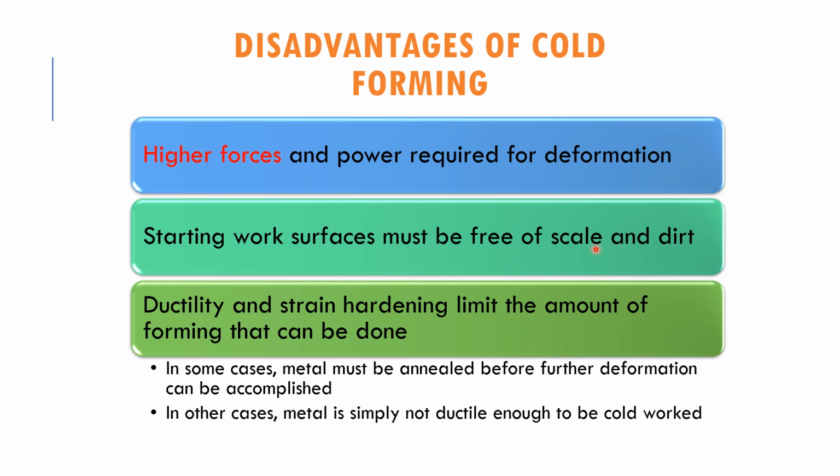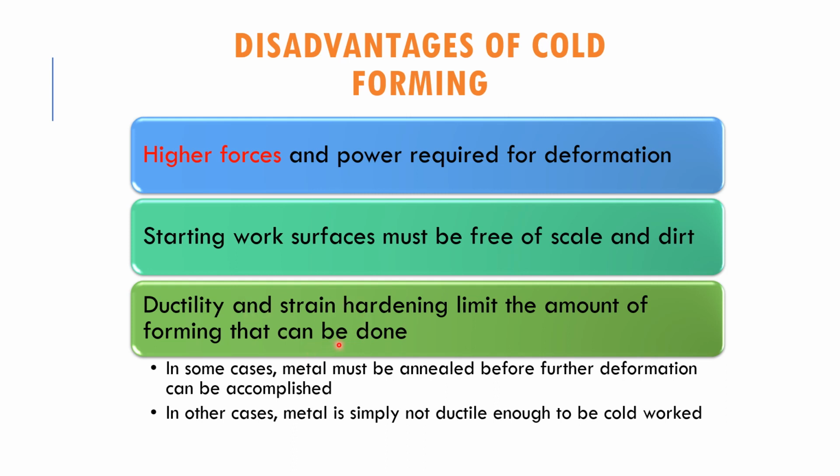It has to be very clean. Ductility and strain hardening limit the amount of forming that can be done. Because it is not heated, the ductility will not be increased. Due to that, we cannot produce a very complicated part, or a part using a material that is low in ductility.